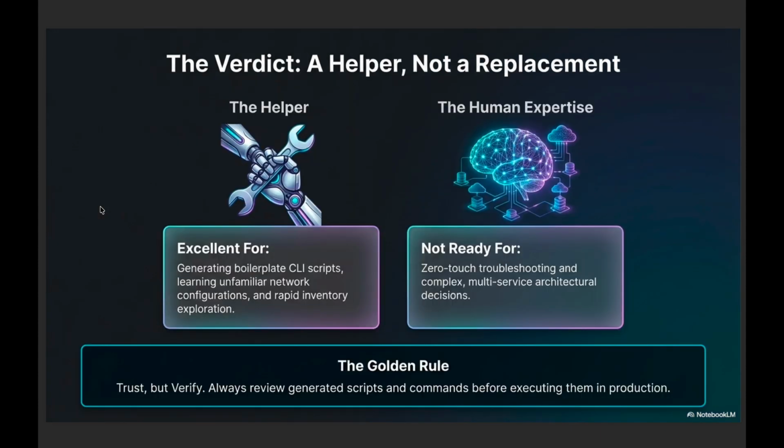And finally, Copilot is a helper, not a replacement. It's excellent for generating boilerplate CLI scripts, learning unfamiliar network configurations, or rapid inventory exploration. The possibilities are unlimited, but human expertise is required. It's not ready for zero-touch troubleshooting and complex or multi-service architectural decisions.